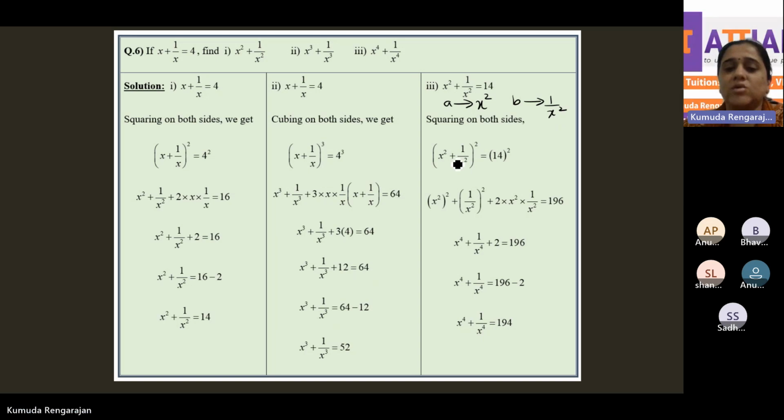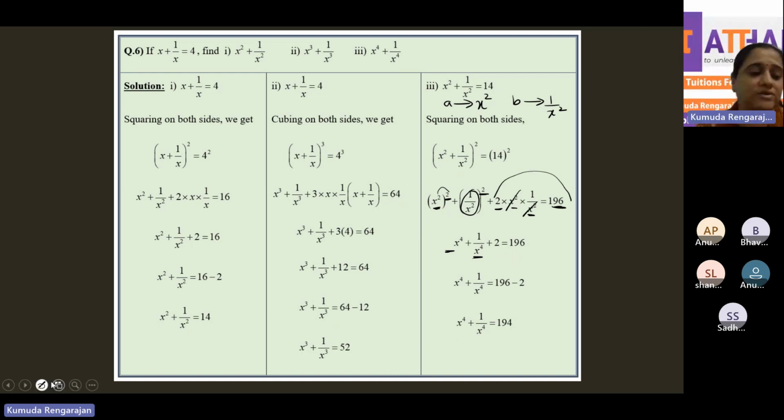So a plus b the whole square is a square plus b square plus 2ab. That's all. Plus 2 into a into b is equal to 196. So you get x to the power 4 plus 1 by x to the power 4 is equal to, this one gets cancelled, x square and x square gets cancelled. Correct? So this plus 2 on this side will come minus 2. So 196 minus 2, which is 194.